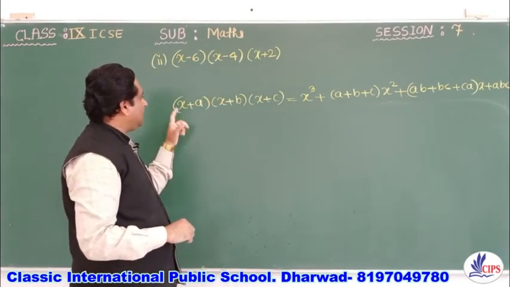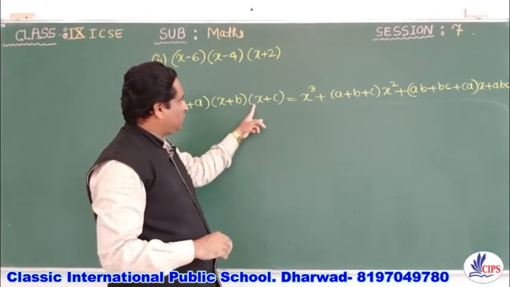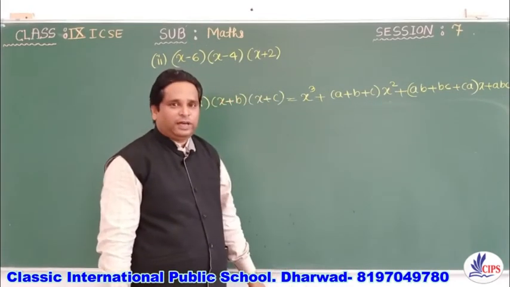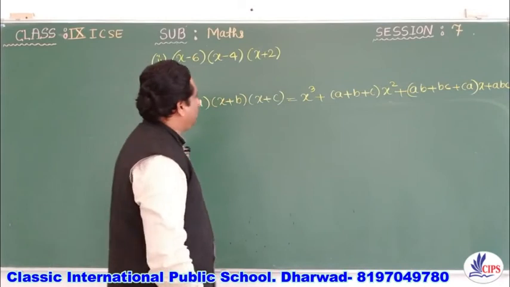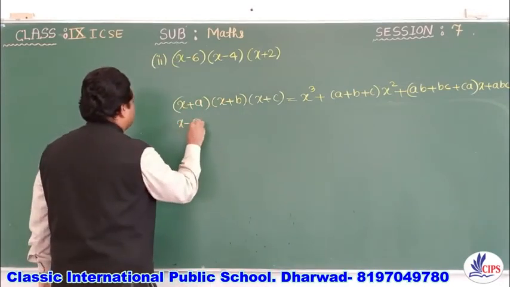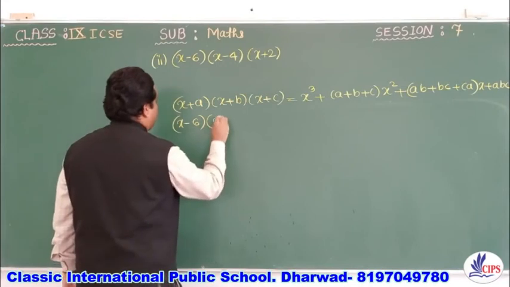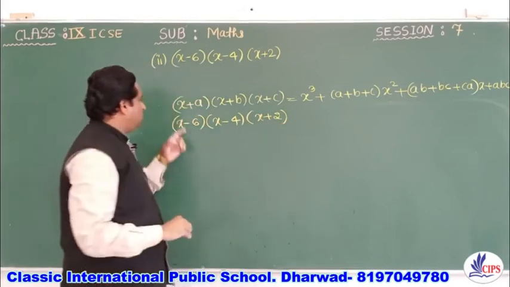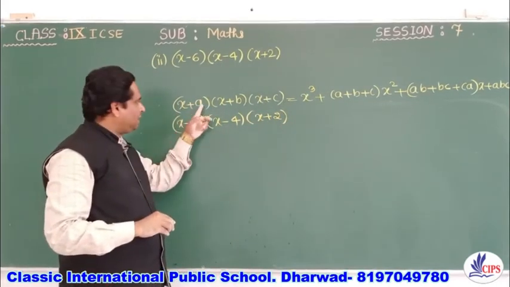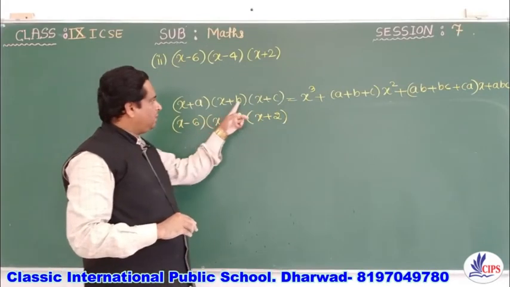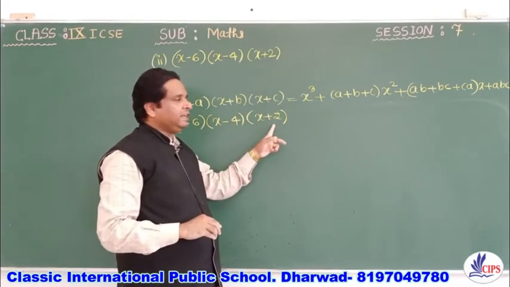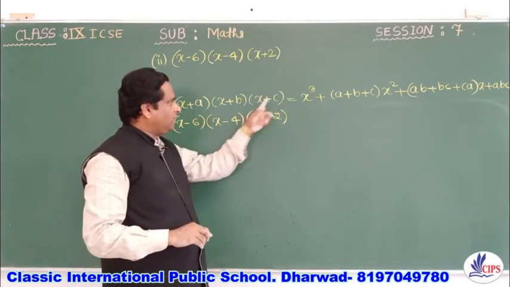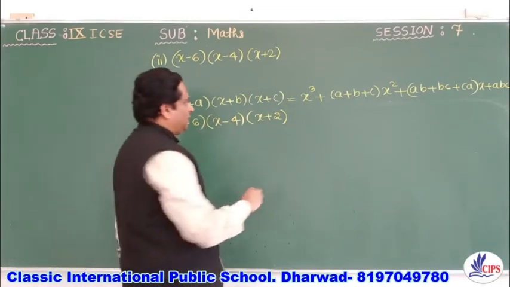Right? Now for that we have the formula (x plus a)(x plus b)(x plus c) is equal to x cube plus (a plus b plus c) into x square plus (ab plus bc plus ca) into x plus abc. I will substitute in this and simplify. (x minus 6) into (x minus 4) into (x plus 2). Now in place of x it is x, in place of a it is minus 6, in place of b it is minus 4, in place of c it is plus 2. What you do here? Put a as minus 6, b as minus 4, c as plus 2 in this formula.